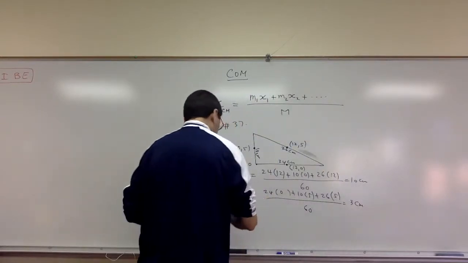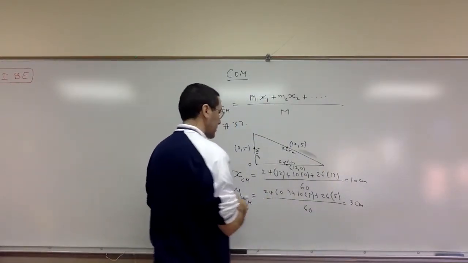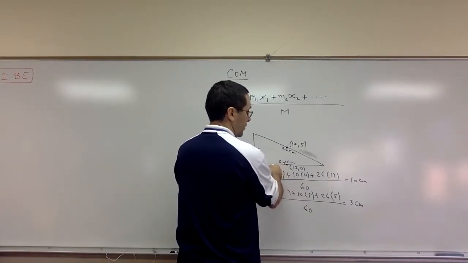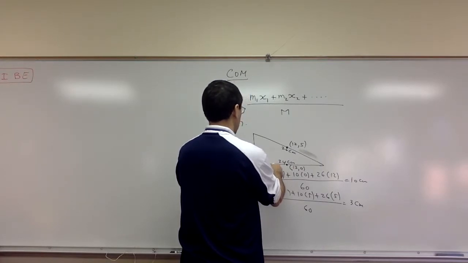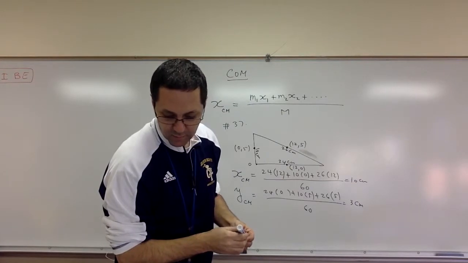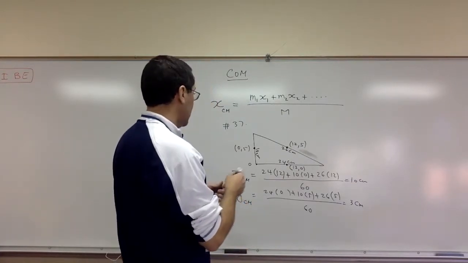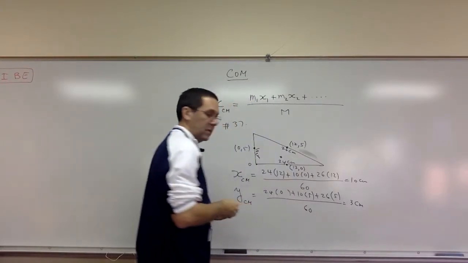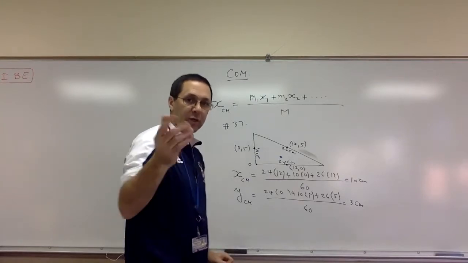So the center of mass has coordinates 10 this way and 3 this way. So it's about here, okay? And that's it for this video. We'll do more in class. Thank you.